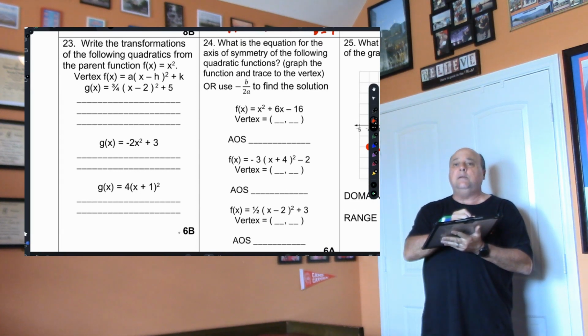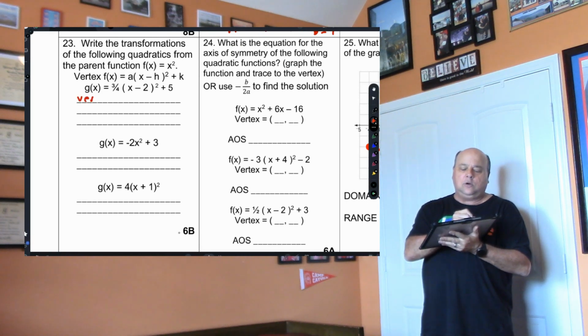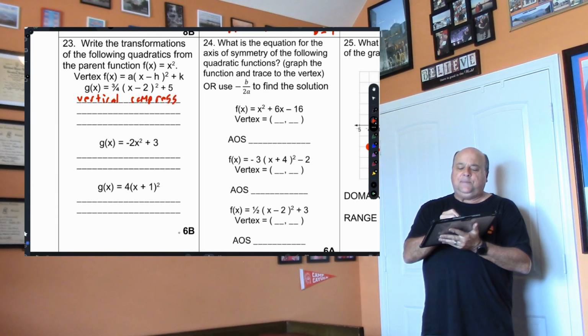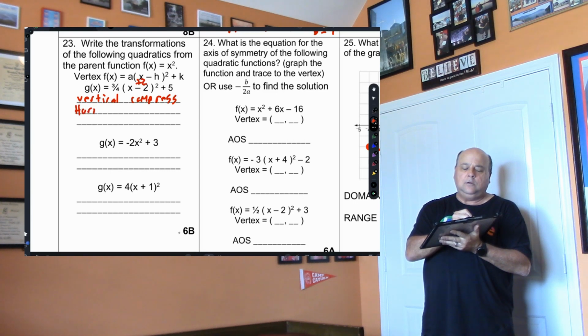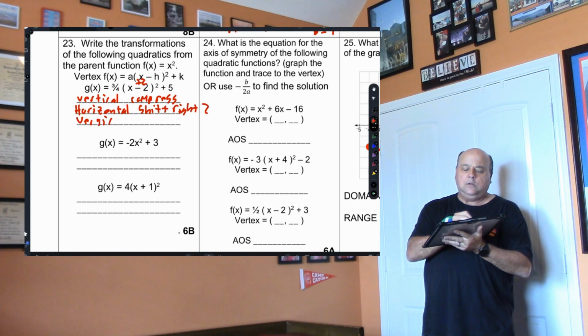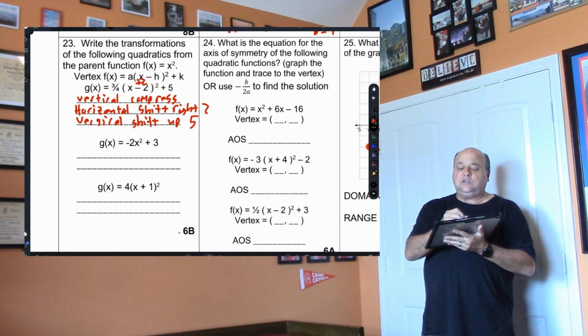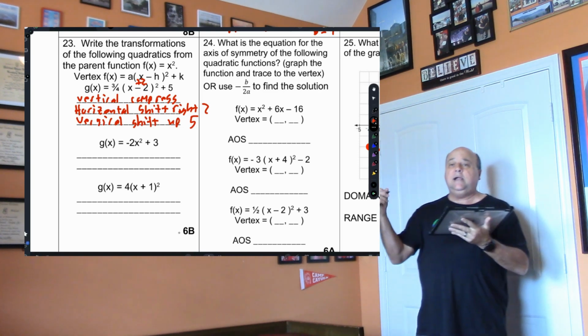This right here is going to make the line wider or flatter. So it's going to be a vertical compress. The opposite of negative 2 is a positive 2. That is a horizontal shift. Right 2. Remember, it's got to be opposite. The plus 5 is a vertical shift. Up 5. So this right here, it goes left to right. This right here goes up or down. The h is left to right. The k is up or down.